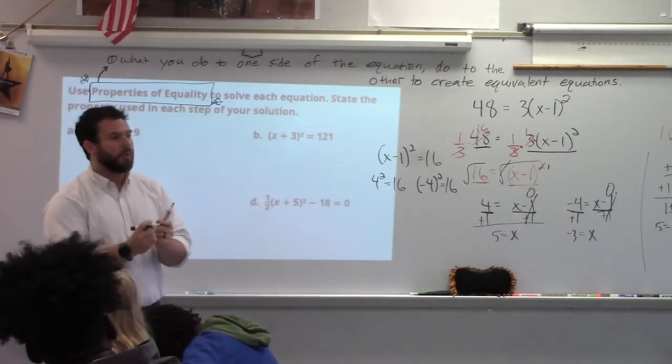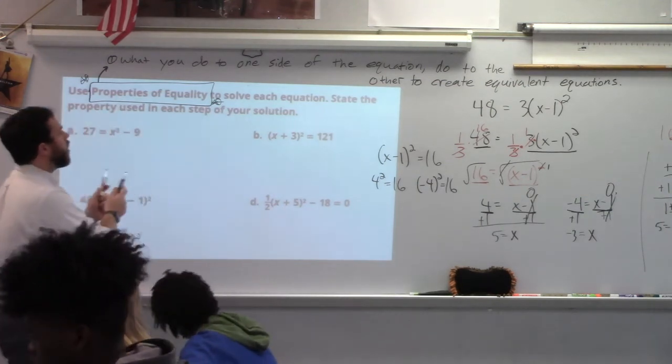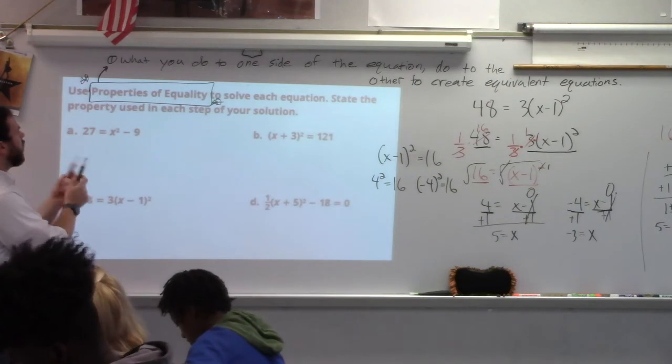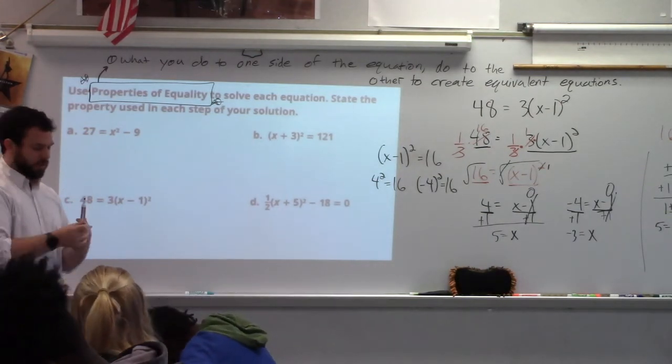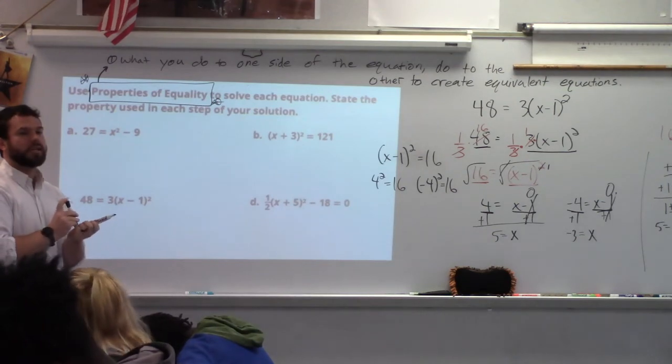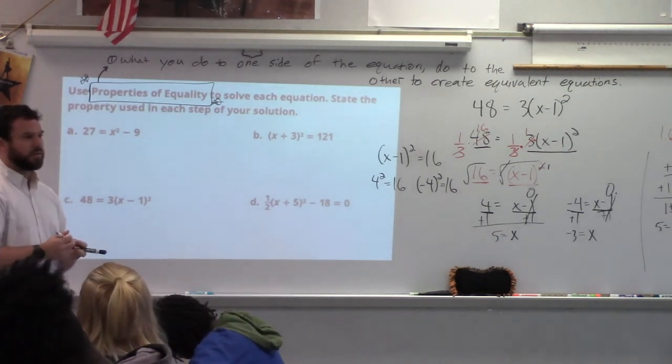Now, here's an important thing that we need to note as our last detail. How do we know which property of equality to use? Does it depend on the multiplication or division? So you need to use the reciprocal. Not always the reciprocal. The inverse operation. The inverse. Yes, Madison?